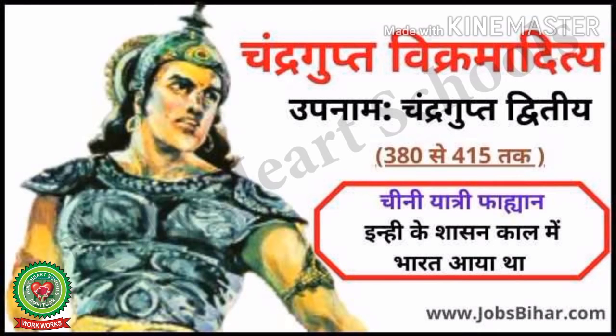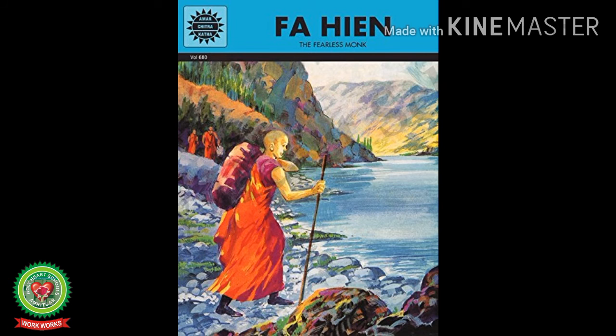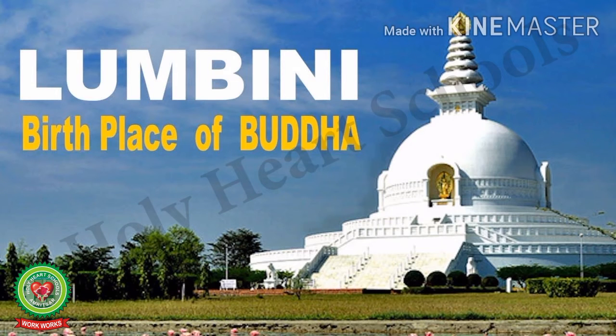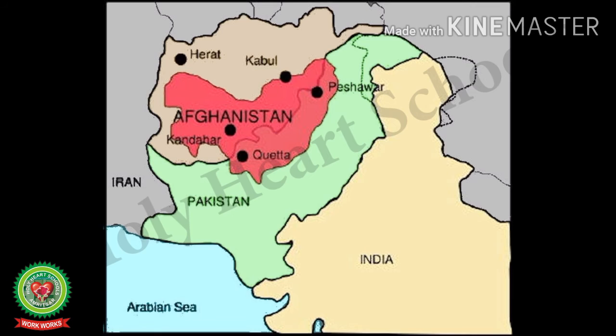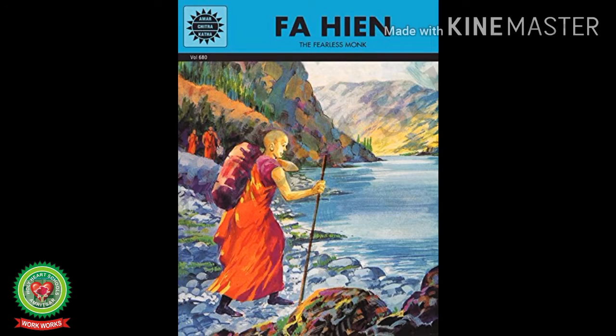So, students, Fa-Hien was the Chinese traveller who visited India to study Buddhist texts during the rule of Chandragupta II. He visited all the places which were connected with Buddha and his life, like Lumbini, Vaishali, Nalanda, Gaya, and Rajgir. He also visited Gandhara, Takshashila, and Peshawar. In his account, he wrote about the political, social, and religious life of India under the Gupta administration. So, his account is the most valuable source of information about the Gupta Empire.